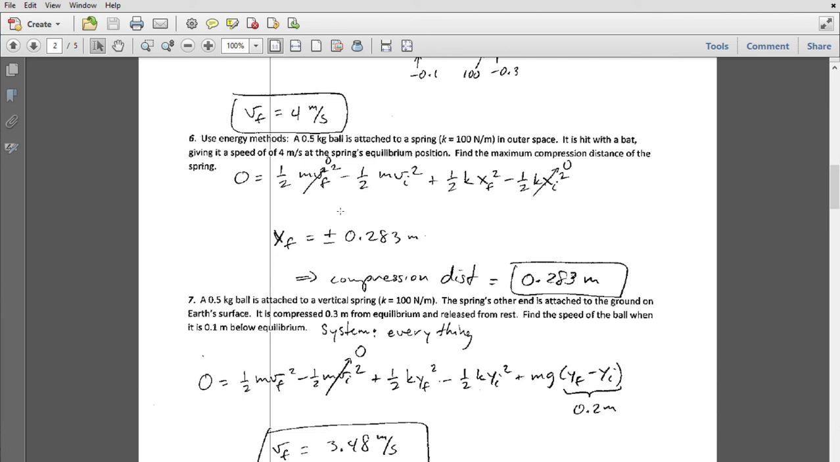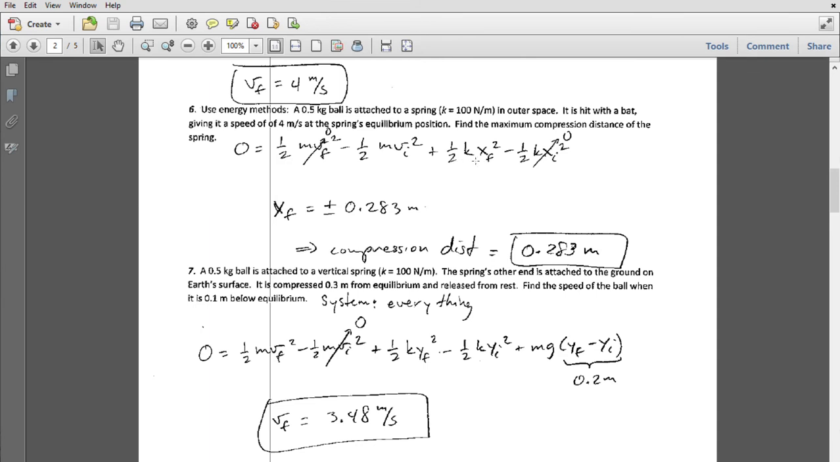We'll only be able to find x final to a plus or minus value, but we know that when it's compressed, x final is technically minus 0.283 meters. We're asked just for a distance, so usually you give that as a positive number when you answer. x initial is 0 because in the initial state when it's whacked with the bat, it was in its equilibrium position, which by definition for a spring, when we're using this potential energy formula, is x equals 0. So the only thing to solve for there is x final.